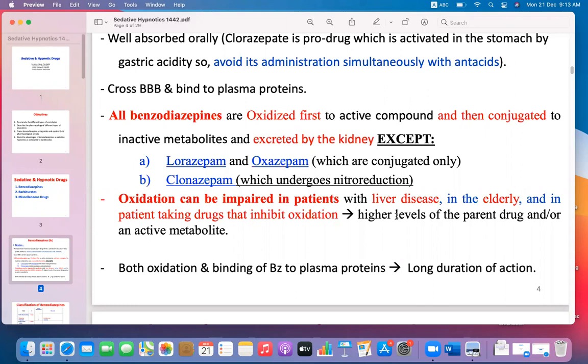So the drug dose calculation is very important. If there is liver disease and oxidation is impaired, there may be a higher plasma concentration of the drug. So dose reduction is very important if the person has liver disease.